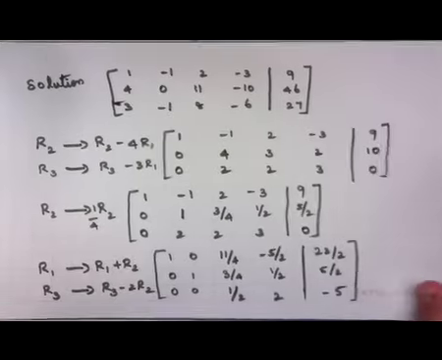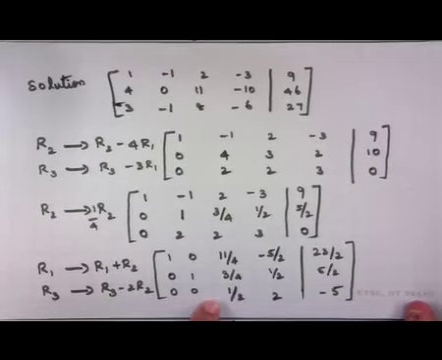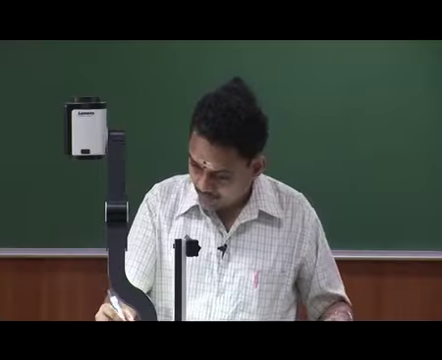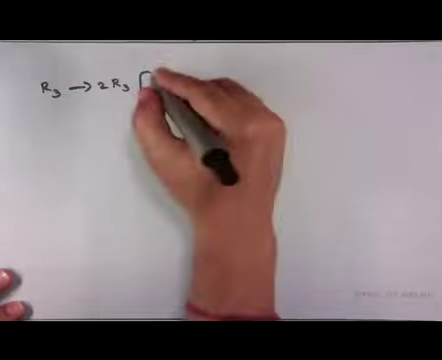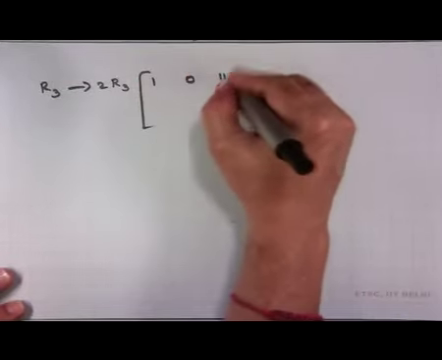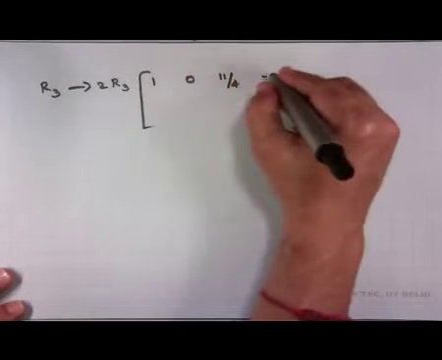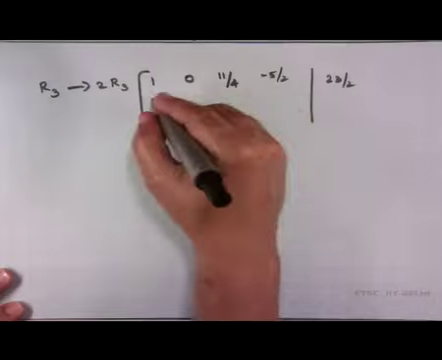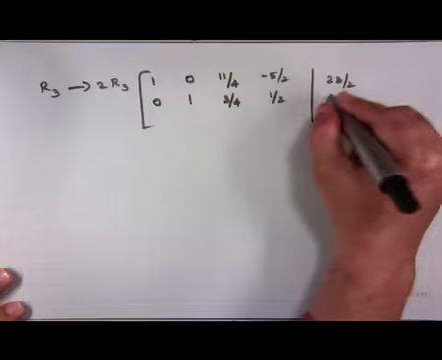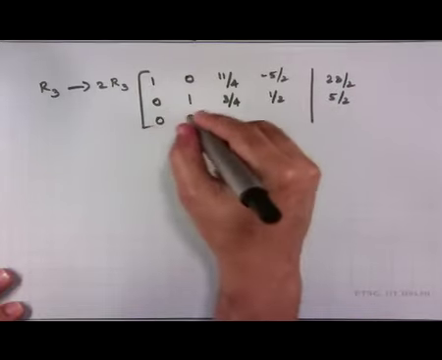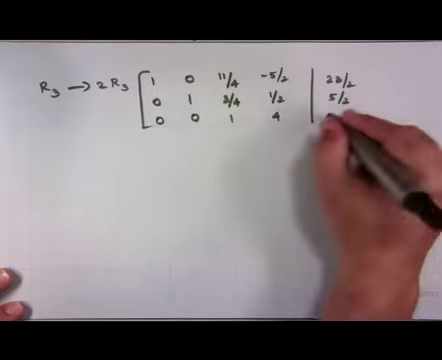So, now that we have just half here, let us multiply this row by 2 and make it into 1. R3 is replaced by 2 times R3. The first 2 rows remain unchanged. Zero, 0, 1, 4, minus 10.